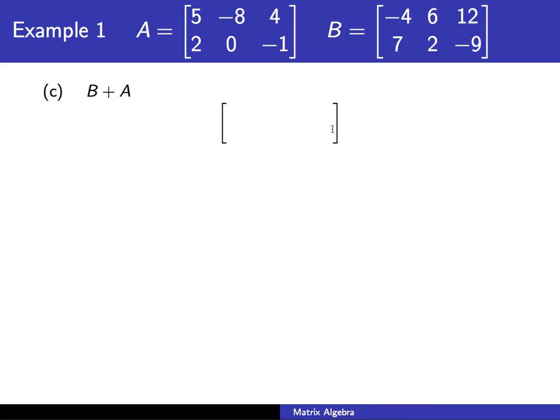Part C, B plus A. Well, we're going to have negative 4 plus 5 is 1. 6 plus negative 8 is negative 2. 12 plus 4 is 16. And then in our second row, 7 plus 2 is 9. 2 plus 0 is 2. And then negative 9 plus negative 1 is negative 10.